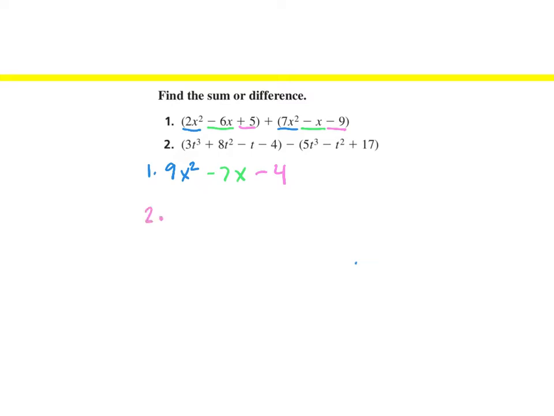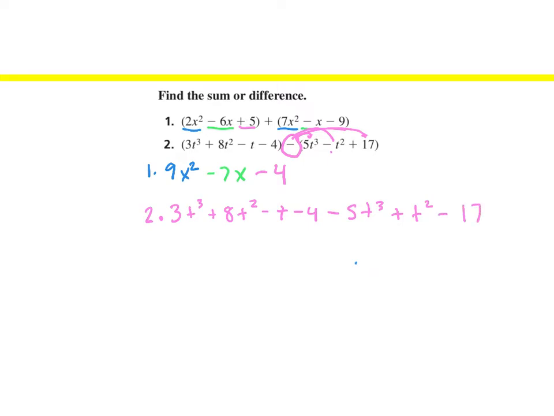Number 2, we're subtracting. The big thing when subtracting here, we have to distribute this negative sign to every single thing in the parentheses behind it. So this is now, I'll rewrite it again, 3t cubed plus 8t squared minus t minus 4 minus 5t cubed. Negative times a negative becomes positive. T squared, negative times positive 17 is minus 17.